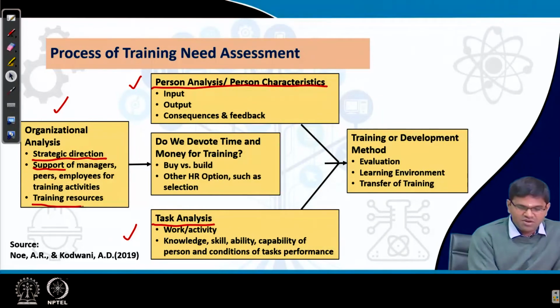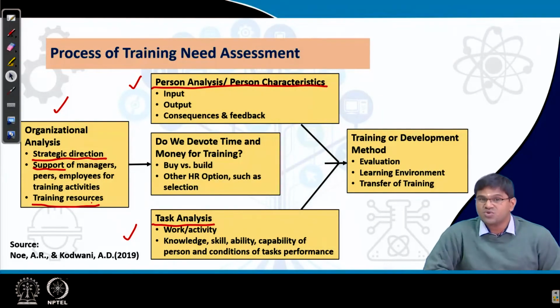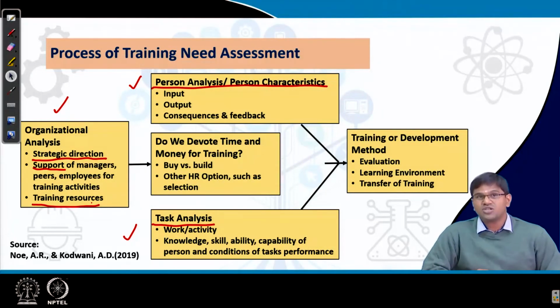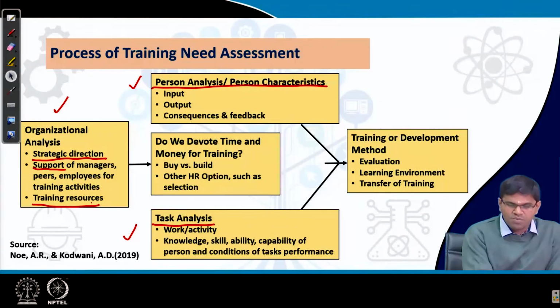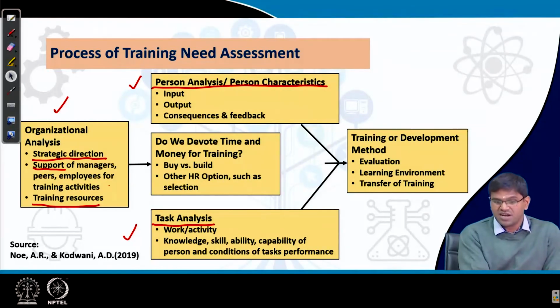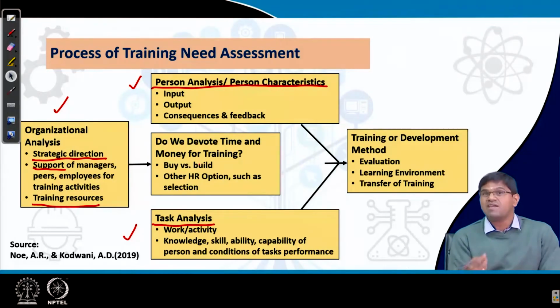Then it is also required to see what type of training resources are available. The resources we talk about may be technological, or the trainer itself is also a resource. So now if you do the organizational analysis, it leads to 2 important things to discuss. Do we devote time and money for training?